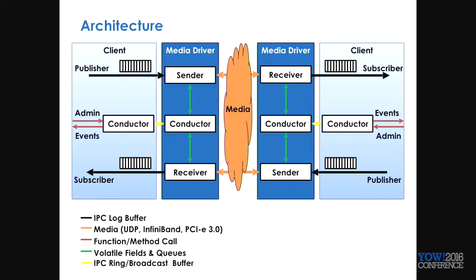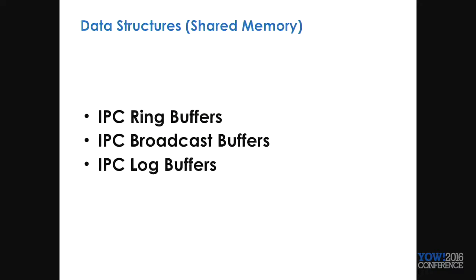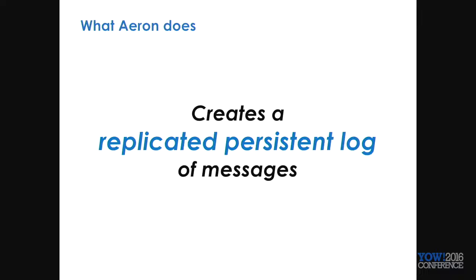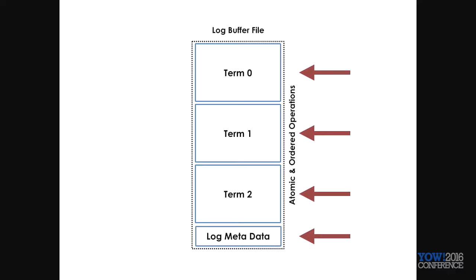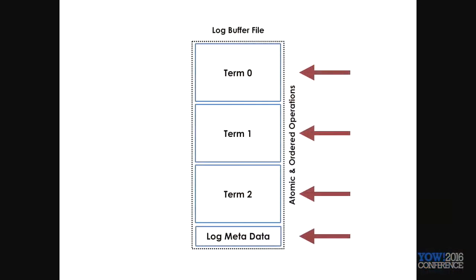Let's go back to Aeron for a moment. So Aeron, with the C++ pieces, sort of lives around the clients. But all those different interactions, like with the log buffer, the ring buffer, and the broadcast buffers, those are all shared memory atomic operations which have ordering requirements. What Aeron does at its heart is replicating a persistent log of messages. It has a file, and it has ordered and atomic operations which are done in memory on those items, the different terms and the log metadata.